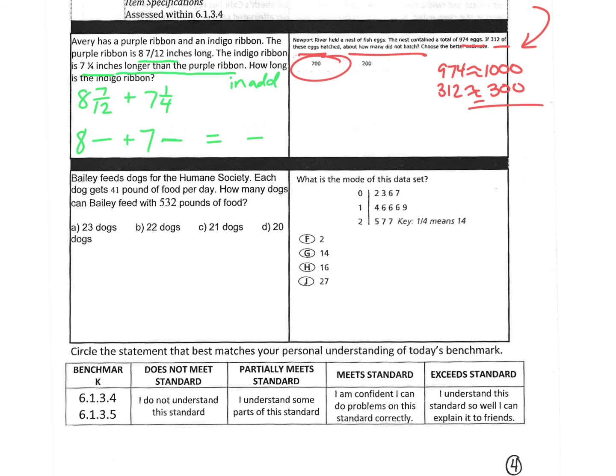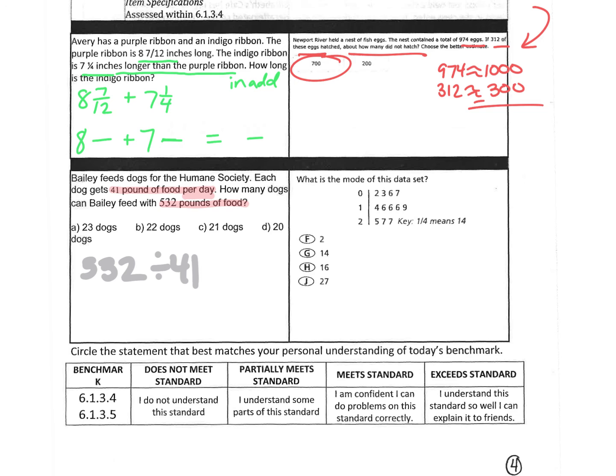Couple more to try. Bailey feeds dogs at the Humane Society. Each dog gets 41 pounds of dog food per day. How many dogs can Bailey feed with 532 pounds of food? So we know that this is going to happen per day. So we're wondering, this is going to be probably a division question. And it's about how many. So can you divide 532 divided by 41?